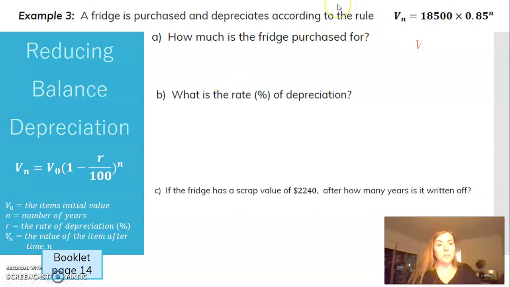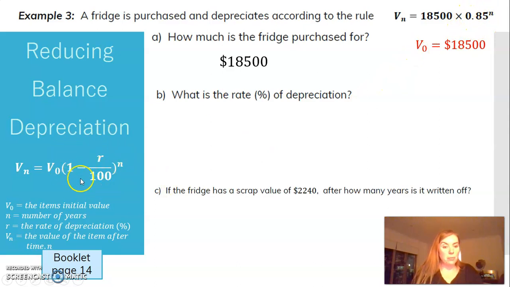So how much is the fridge purchased for? That will be my V0. So the fridge is purchased for $18,500. What is the percentage rate of depreciation? Again, we can see it's something to do with this here, but we would just say it's 0.85. What I'm going to do is get the values that are in this bracket, so the 1 take r on 100, and let that part equal 0.85. Because I know that they've gotten this 0.85 by subbing some stuff into this bracket and then simplifying it. So I'm going to get the 0.85 and let it equal the part in the bracket.